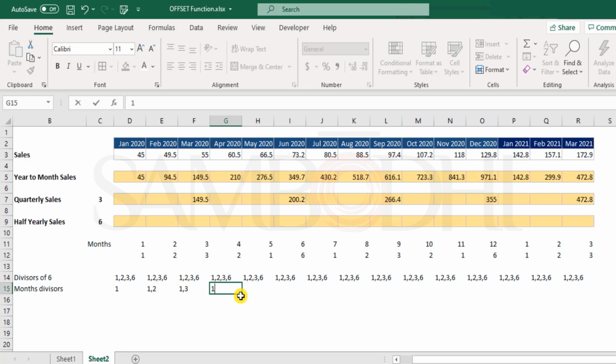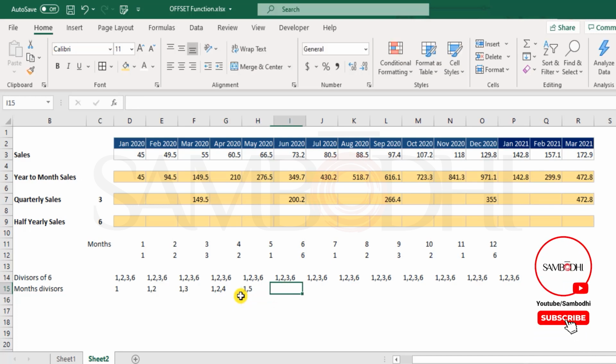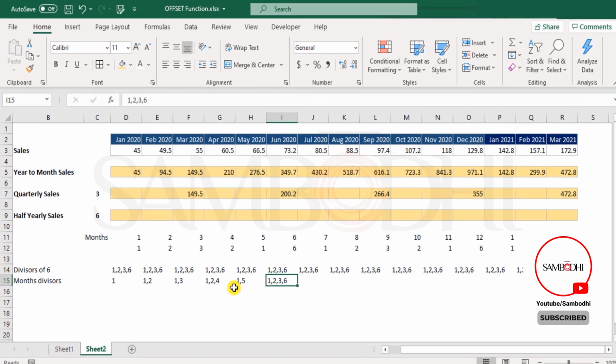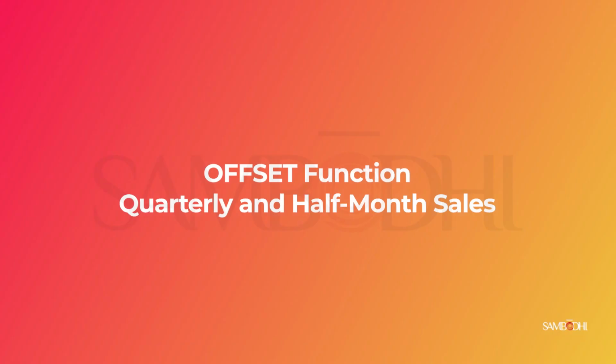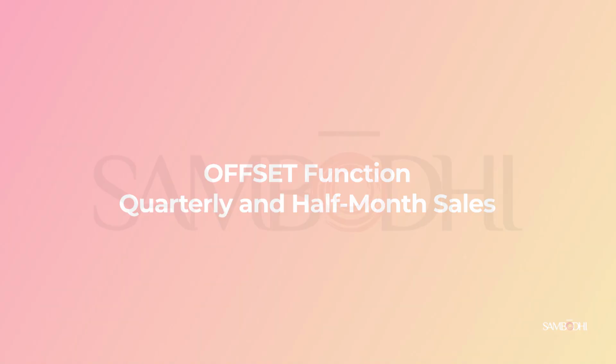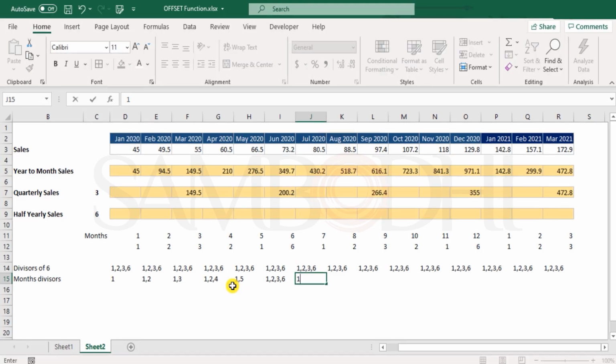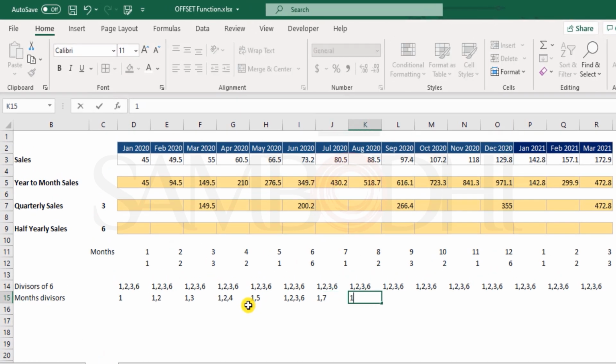April is month number 4, so 1, 2, 4. May, it's 1 and 5. June, it's 1, 2, 3, and 6. Why? Because it's the month of June and that's 6. That should be the same. And now what about July? It's 1 and 7. August, it's 1, 2, 4, and 8. Why? August is month number 8. So 1, 2, 4, and 8.